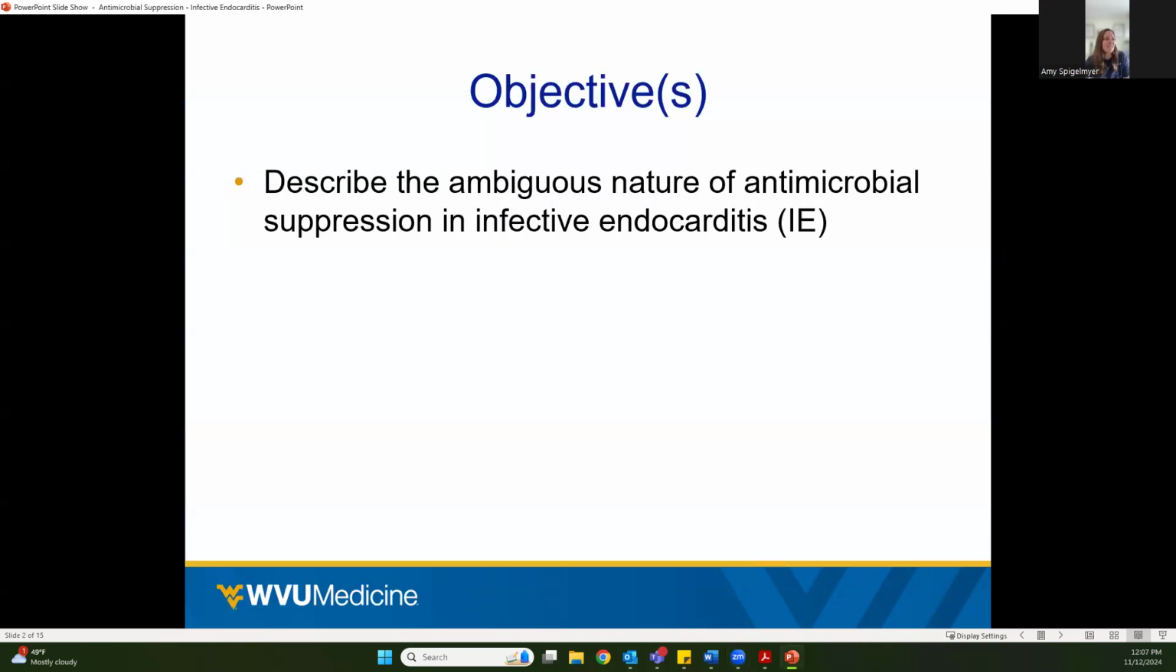By the end of today's brief presentation, I only have one objective for the group, which is that you should be able to describe the ambiguous nature of antimicrobial suppression in infective endocarditis.